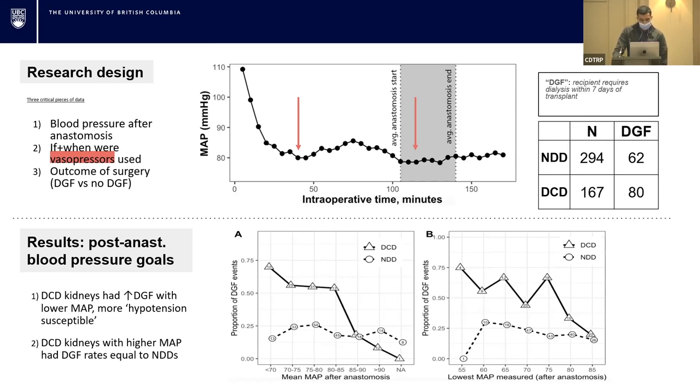And we see that for DCD kidneys that had a lower MAP, their DGF rate just goes up and up and up. But for NDDs, that curve is pretty flat. So NDDs are pretty resistant to that danger of hypotension. Interestingly, at MAPs of around 85 to 90, DGF rates for DCDs are pretty similar to NDDs.